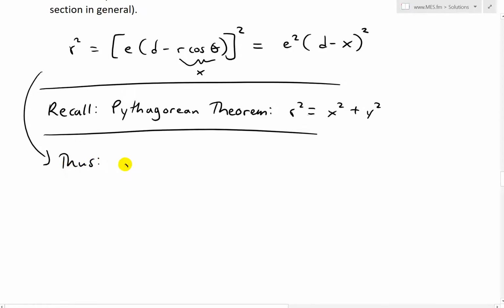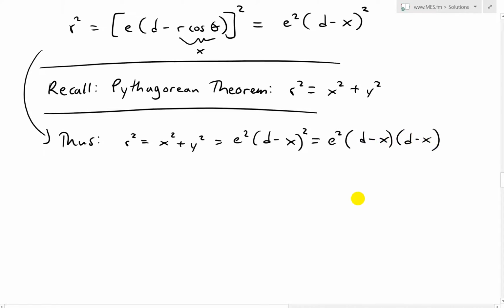So thus we have r squared equals x squared plus y squared, which equals this over there, e squared times (d minus x) squared. Or better yet, just expand this out on the right side: d minus x times d minus x, like that. This is equal to e squared, and expanding this, d times d is d squared, and d times negative x is negative dx, like that.